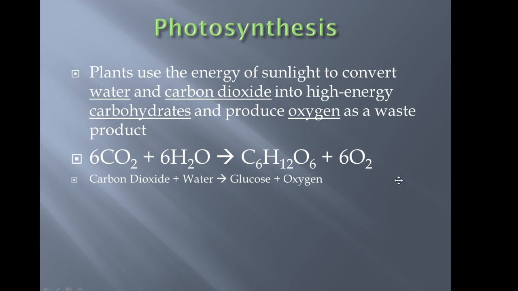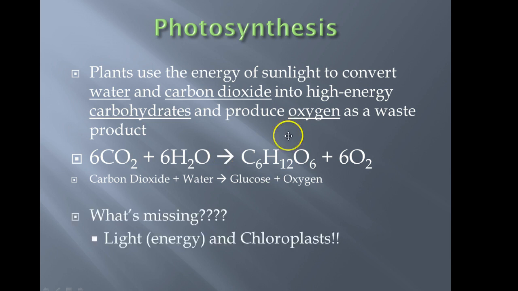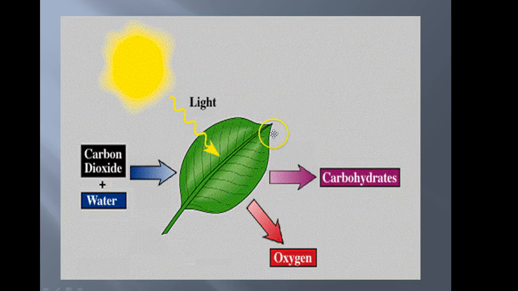This is an explanation of the equation for photosynthesis written out in a sentence. Plants use the energy of sunlight to convert water and carbon dioxide into high energy carbohydrates and produce oxygen as a waste product. Sunlight happens right here in the middle of the chemical reaction. You can see what's missing: light energy and chloroplasts. If I were writing that in my equation, I'd put that right over the reaction arrow in the middle. Here's a quick picture: light, CO2 and water coming in, carbohydrates and oxygen coming out.